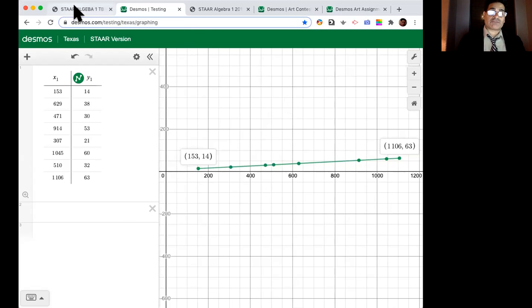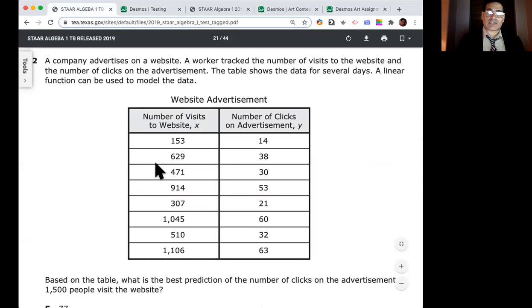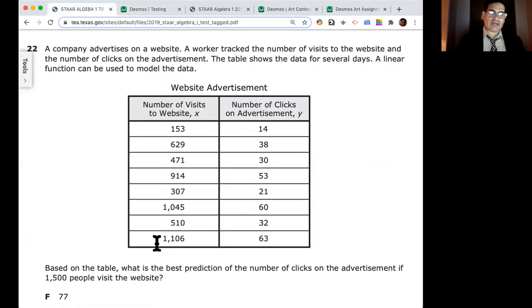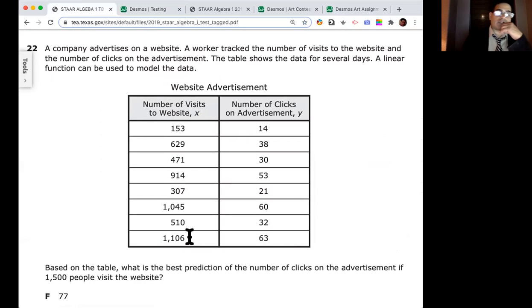And I suppose I should read the rest of the question, shouldn't I? Okay, let's see. Based on the table, what is the best prediction of the number of clicks on the advertisement if 1,500 people visit the website? All right, so 1,500 is a number that is above 1,100. So 1,100 at 63, okay?